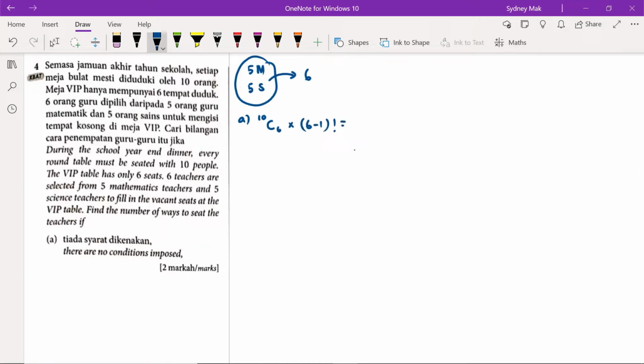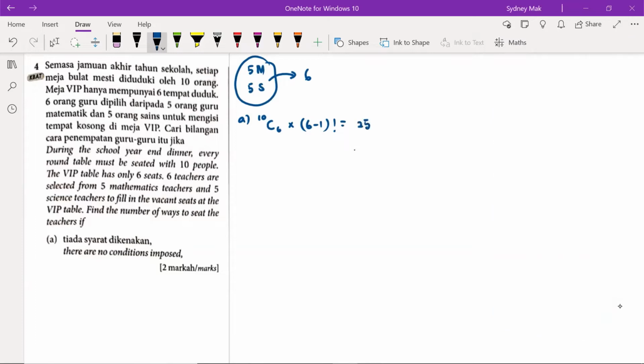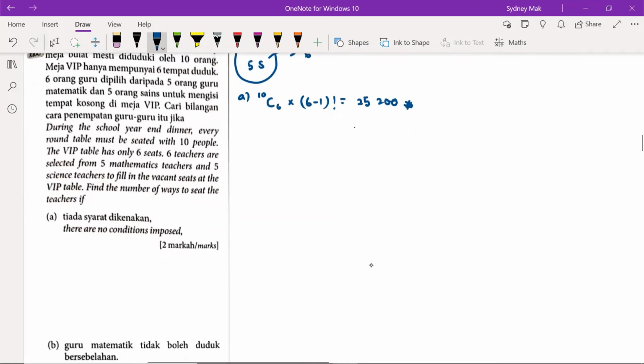Okay, so with the help of calculator, we take 10C6 followed by 5 factorial. So there are 25,200 ways to seat the teachers. Okay, next, let's move on to part B.